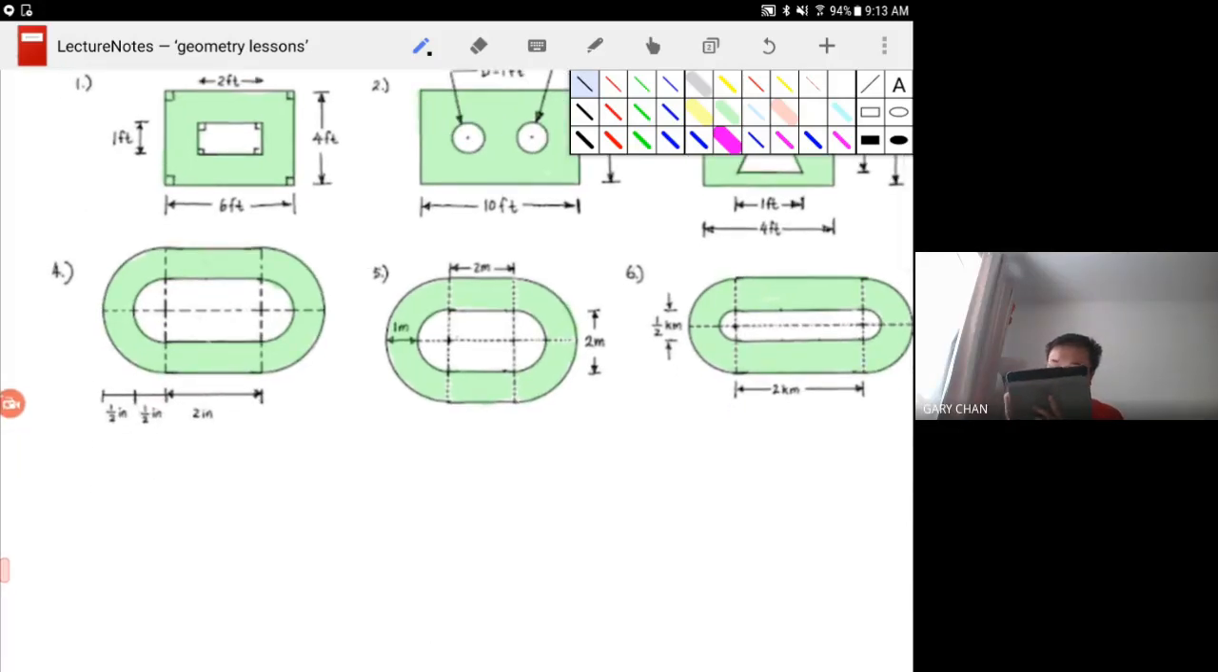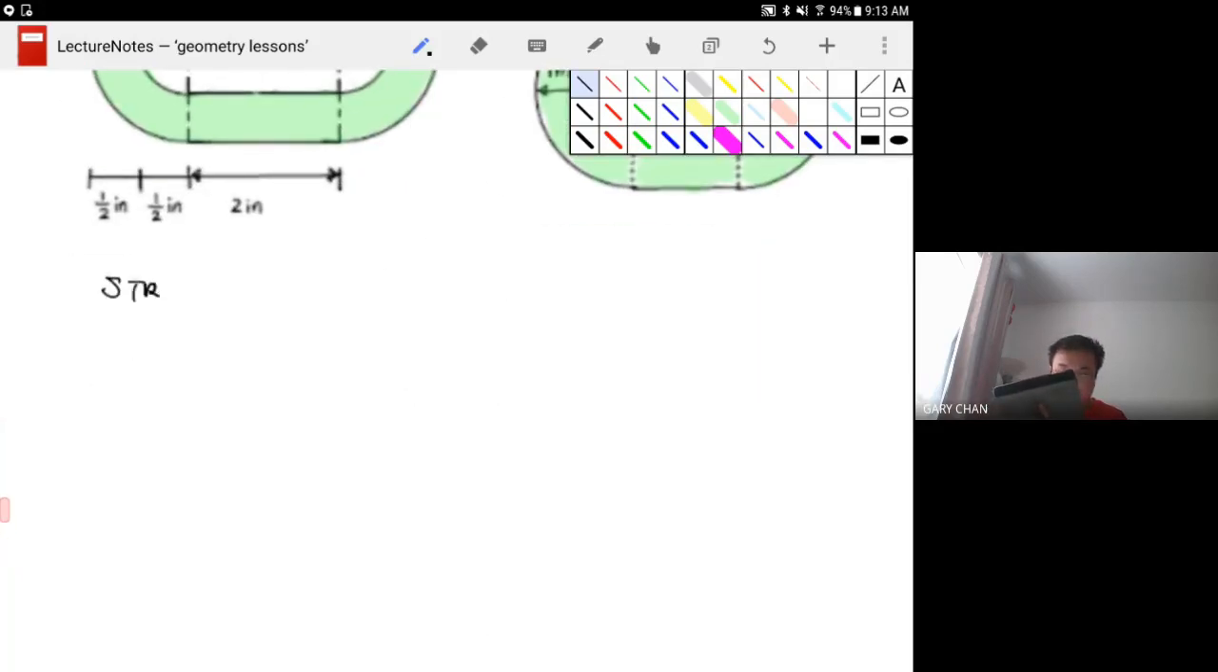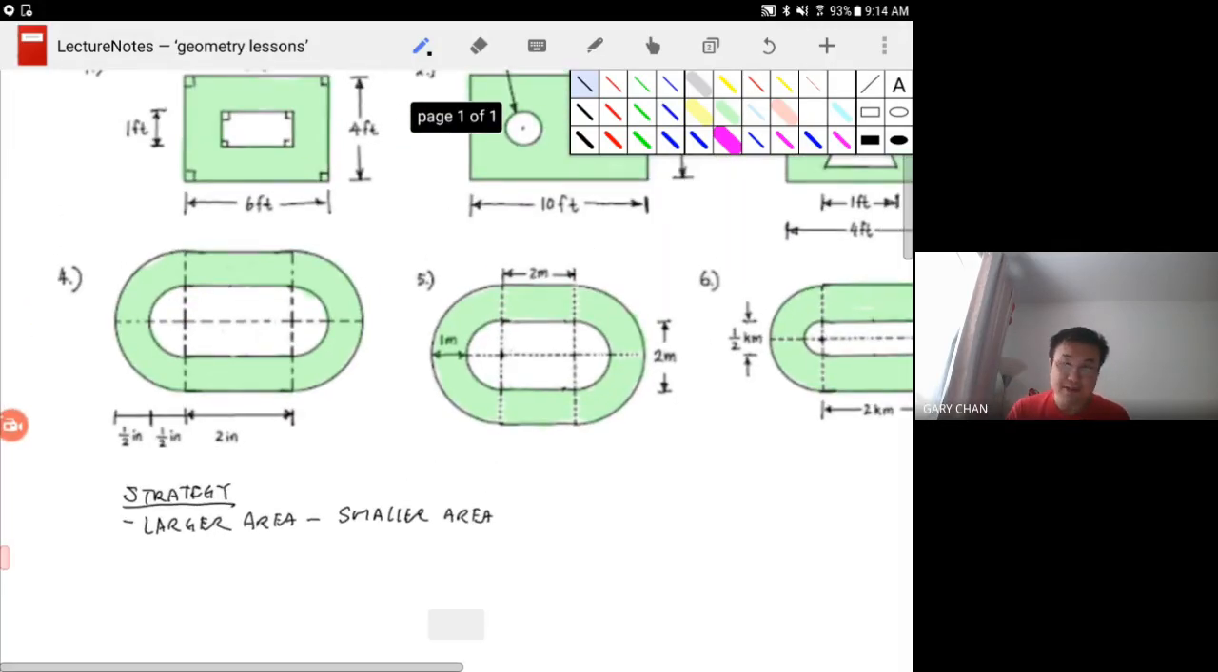So the strategy for all of these, as a matter of fact, is this: we're going to take a larger area subtracted by a smaller area. So when we take the larger area and subtract it by the smaller area, what we're going to end up with is the leftover, right? So that's actually going to be the strategy for all of these problems and for even more complicated problems. So let's go with that.